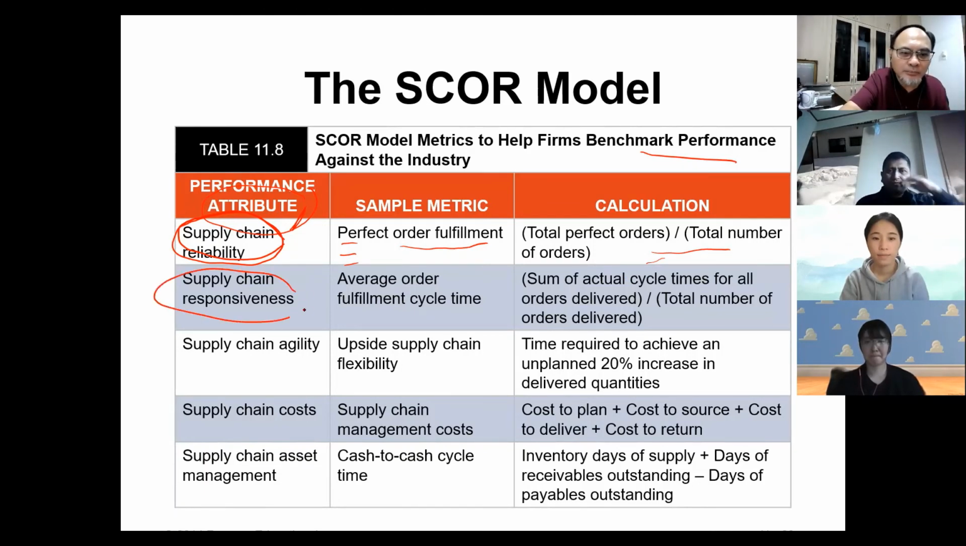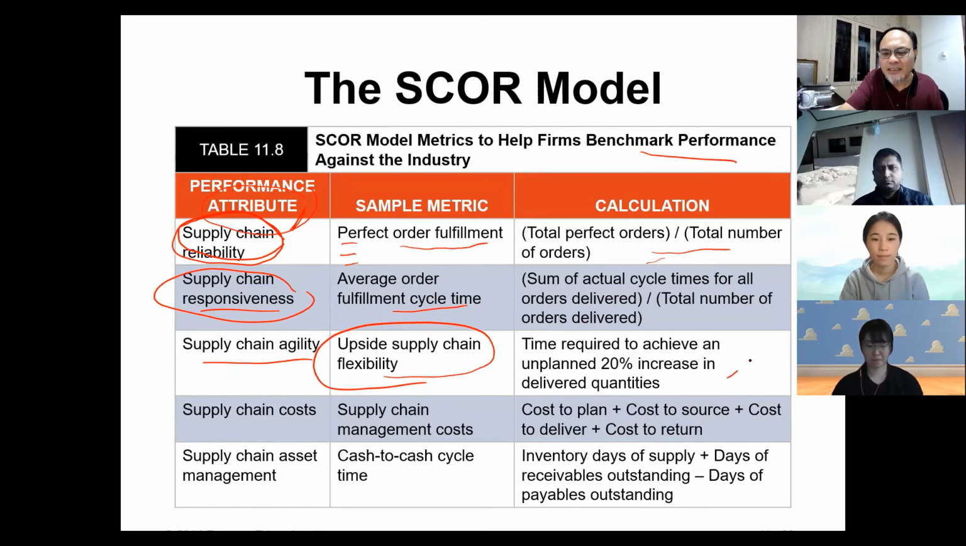Or the attribute is responsiveness. So this is given by average order fulfillment cycle, and this is the formula. Supply chain agility. So this is the metric, and so on and so on. Okay, so these are all the measures. Then you benchmark. For example, from 1,000 points, you score 800, or you score 500, or you score 600. So this is what they do when they do benchmarking.